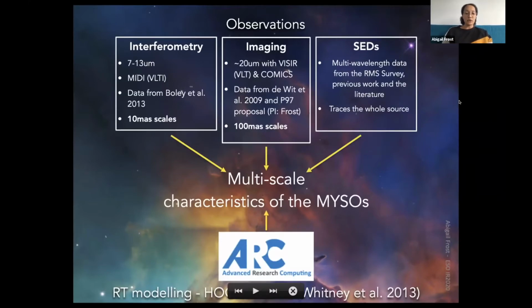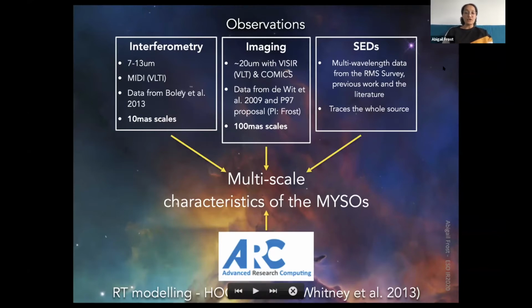So these are the 3 observations that I used. The first one is interferometry. This is taken between 7 and 13 micron in the N band by the MIDI interferometer at the VLTI, which has since been decommissioned, with a maximum resolution of 0.01 arcsecond scales. The second observation that I used is imaging. This is at around 20 micron in the Q band, taken with 2 different instruments, VISIR at the VLT and COMICS at the Subaru telescope. And the resolution of this data set was 0.1 arcsecond.